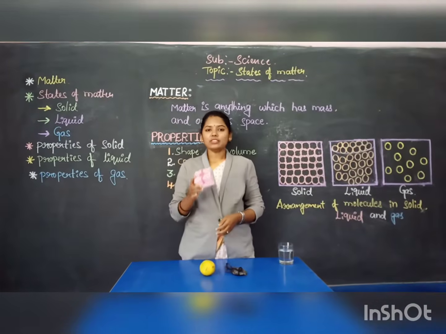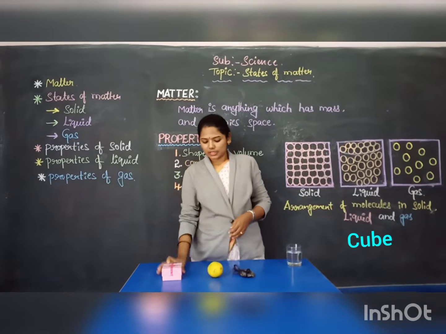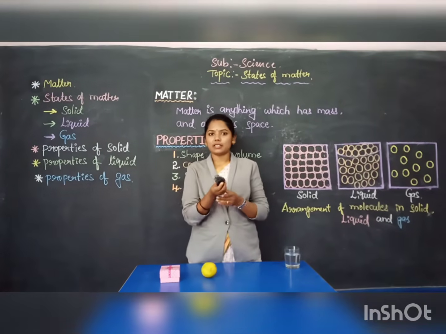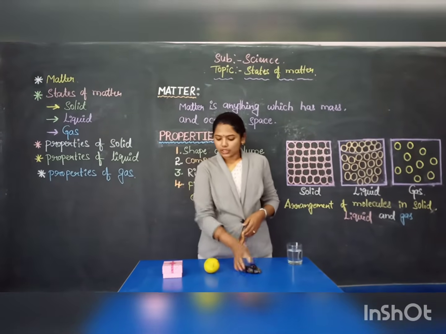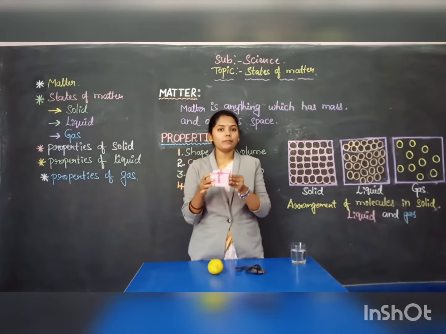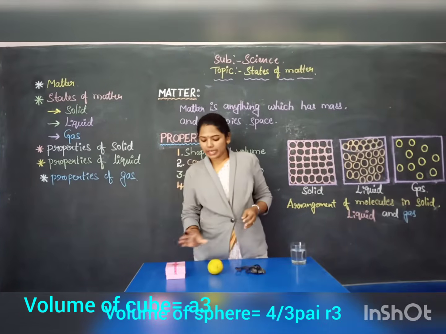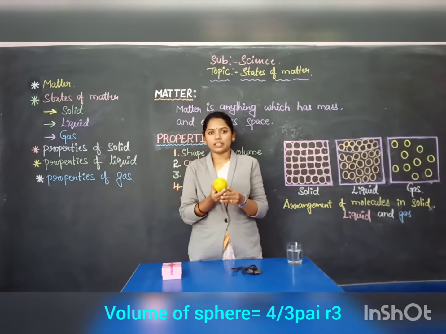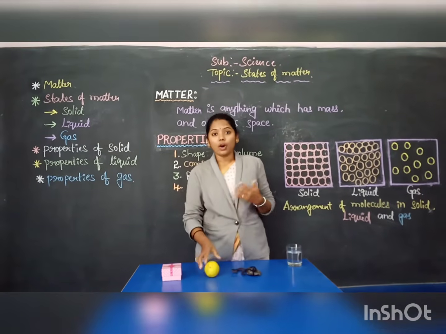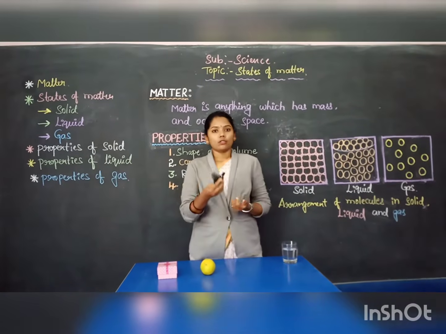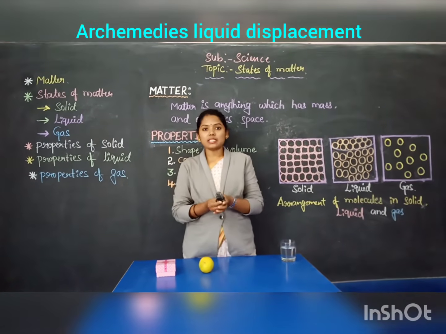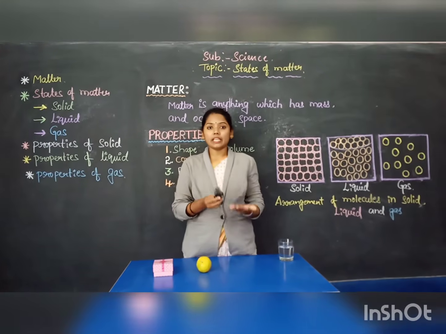Here we have three objects. One is a cube, one more is a sphere and one more is an irregular shape, that is a stone. You know how we calculate the volume of a cube? That is by the formula a cube. And how do we calculate the volume of a sphere? That is by the formula 4 by 3 pi r cube. And how do we calculate the volume of the stone? Yes, that is by Archimedes liquid displacement.